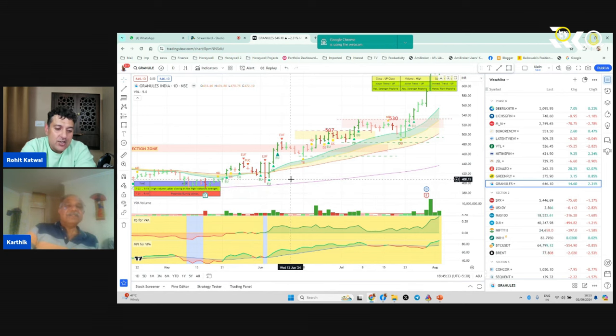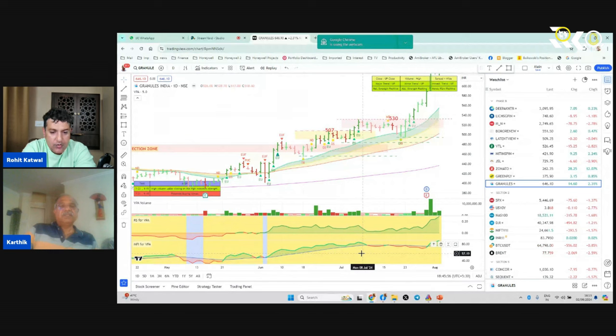Jo ye relative strength aap use karte ho, jo MFI aap use karte ho, theek hai? These are inbuilt indicators or you have designed them specifically for yourself? It's available for everybody. The relative strength I've shared, actually it is available in TradingView itself. And the MFI, of course, TradingView has got very strict rules. They did not allow me to post it. So I've shared the code with most of the people.